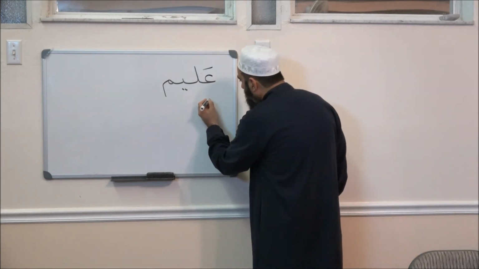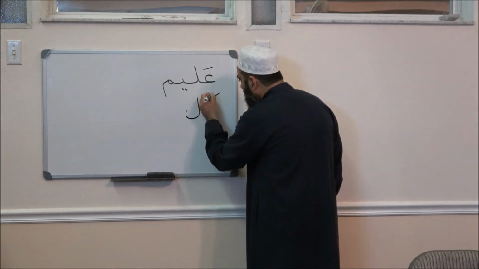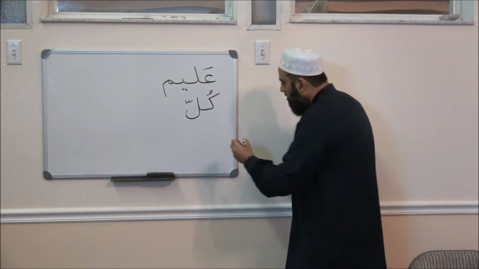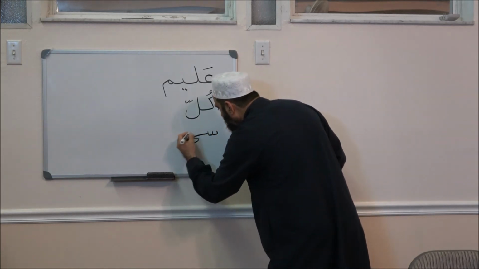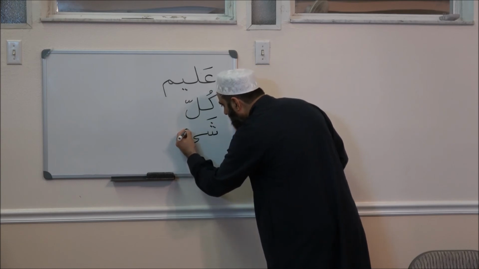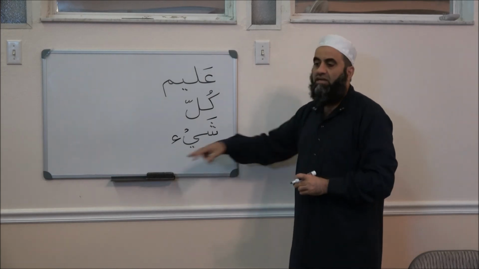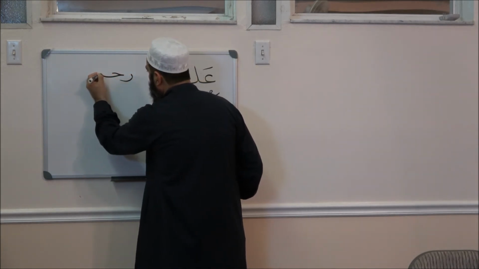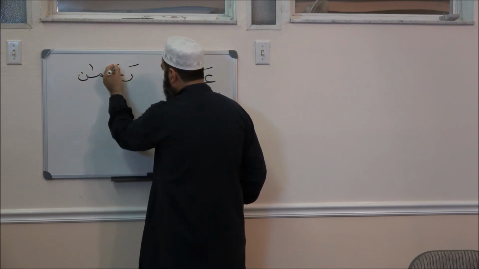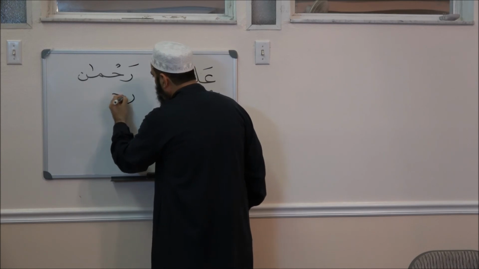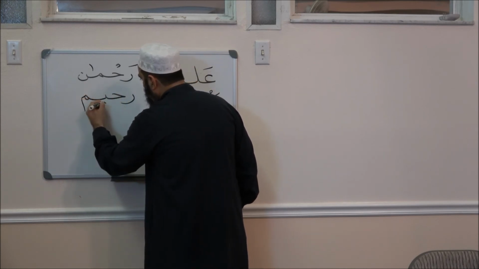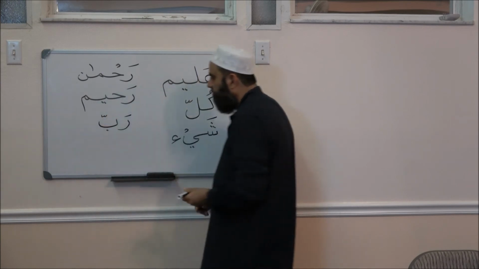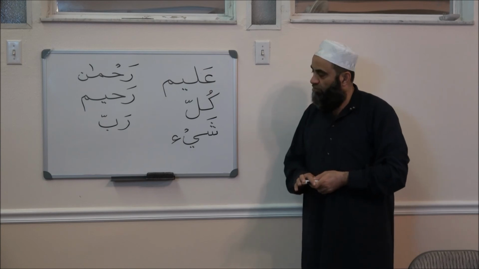What else did we cover? The word Kul, Kaf Lam. Kul means everything. The word Shay. It means thing. Shay, Hamza. Shay. What else did we cover? Rahman. We covered the word Rahman. And we covered the word Rahim. And then the word Rabb.